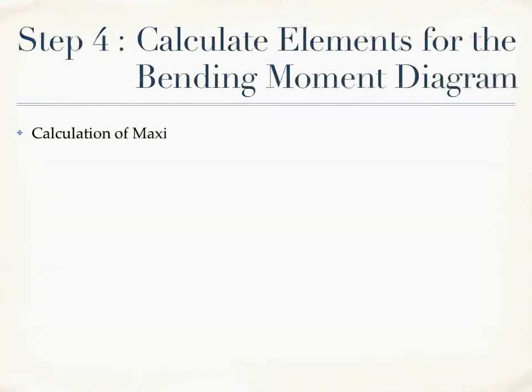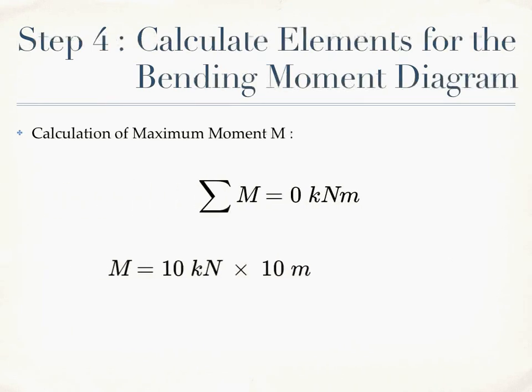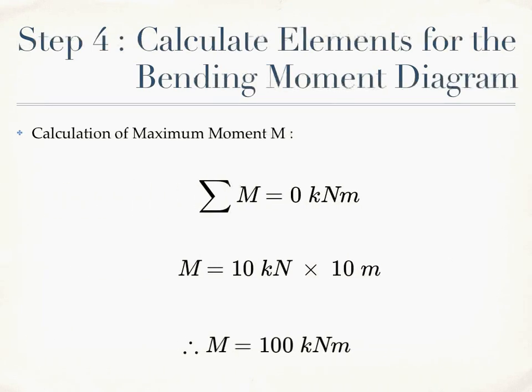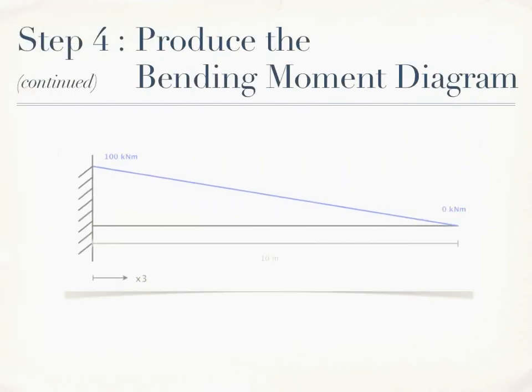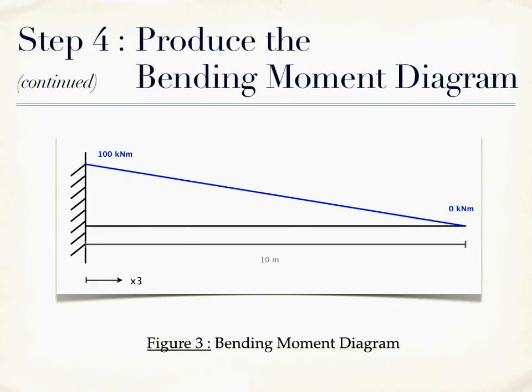To obtain the bending moment diagram, we need to calculate maximum bending moment. Since the beam is in equilibrium, the total moment must be equal to 0, and we get force of 10 kilonewtons times the distance from the fixed end to the point at which the force acts, which is 10 meters. That gives us a moment of 100 kilonewton meters. Figure 3 illustrates the bending moment diagram. It goes from the fixed end along the x3 axis to the free end.